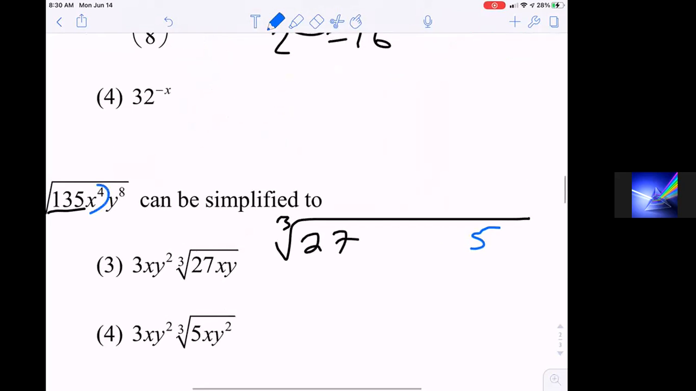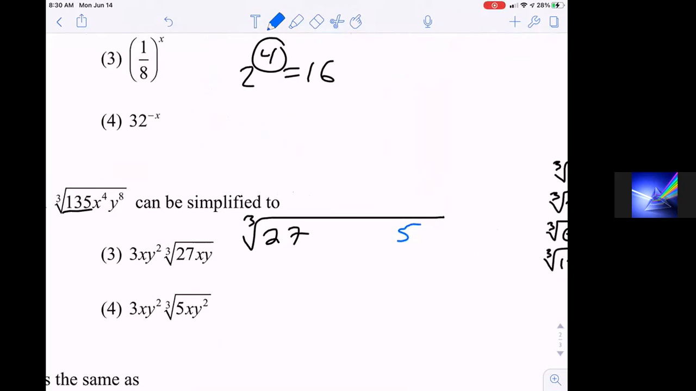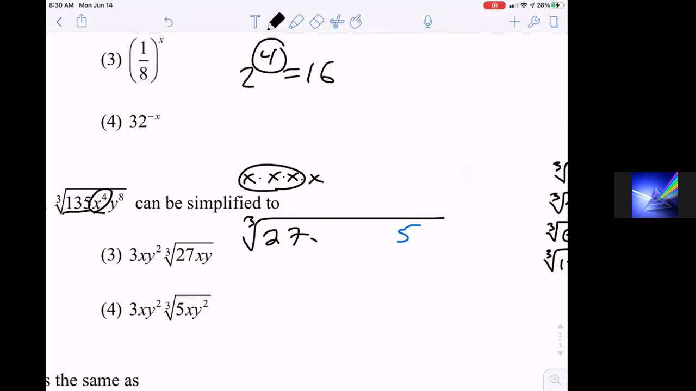Now, in this one here, I have x to the 4th power. Well, I can only take the cube root of multiples of 3. 4 is not a multiple of 3. So the largest exponent that I can take the cube root of is x to the 3rd power. I'm going to take that x to the 4th, which is x times x times x times x, take 3 of those x's and put them here, and put that last x over here. So x to the 4th power has been split up.